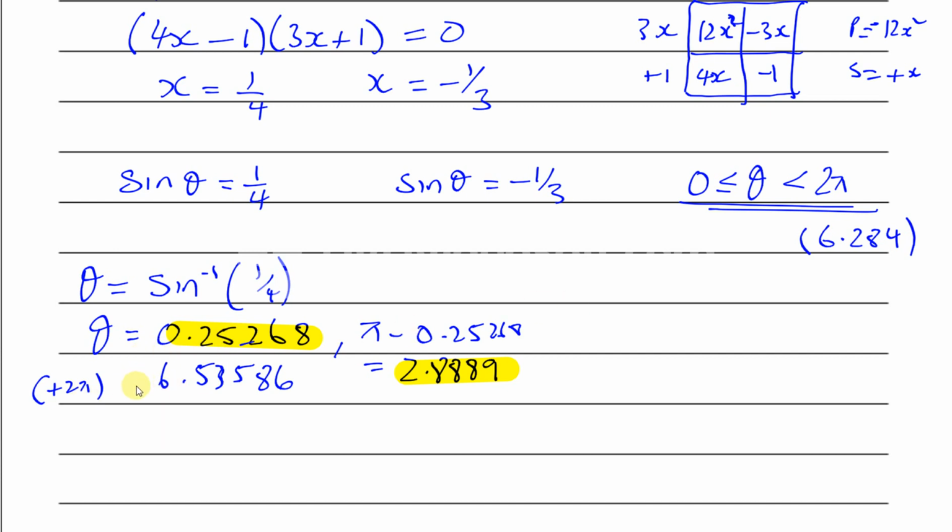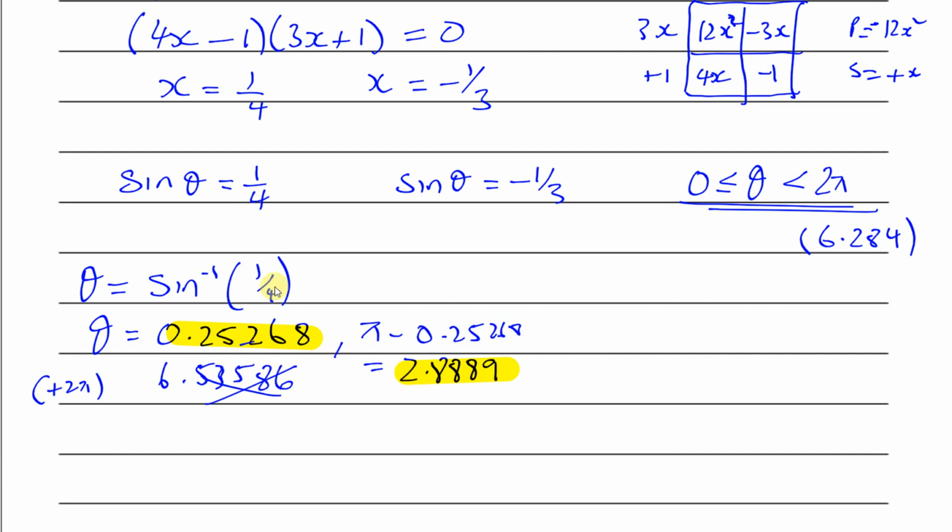Now this one also, if I add 2 pi to this, of course I'm going to be outside the range because I'm adding 6.284. This solution can't be included, nor can any other solutions that you can add to this. So these are the two solutions that this gives us within our range.